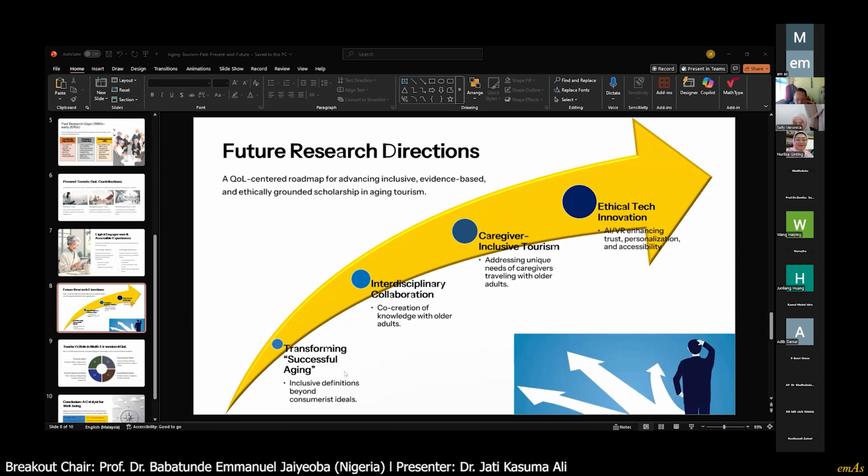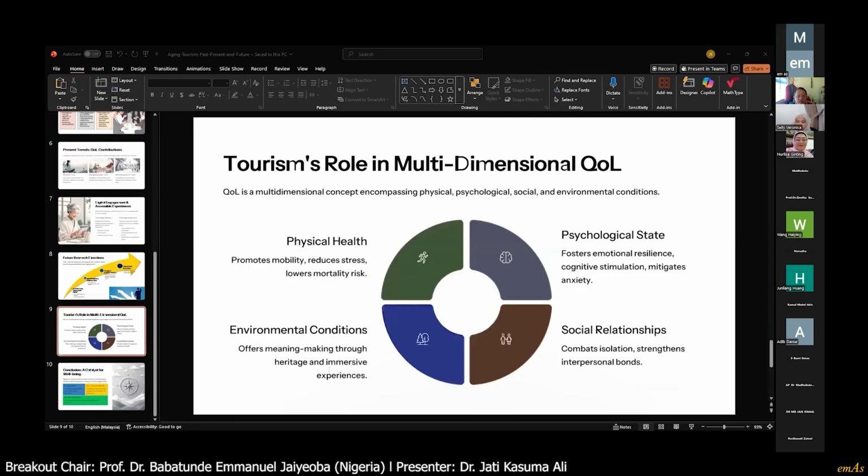For future directions, looking ahead, our research points towards a QOL-centered roadmap. We need scholarship that is inclusive, evidence-based, and ethically grounded. We must move beyond the average senior traveler to include diverse experiences, including those of caregivers and those with varying cognitive or physical abilities.